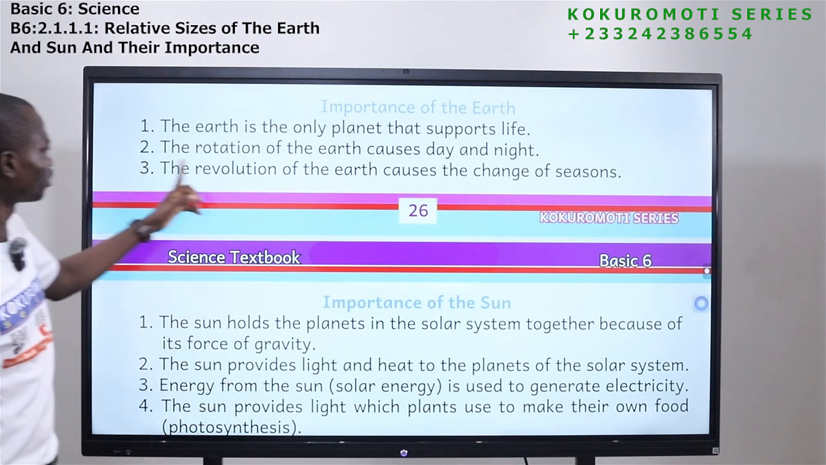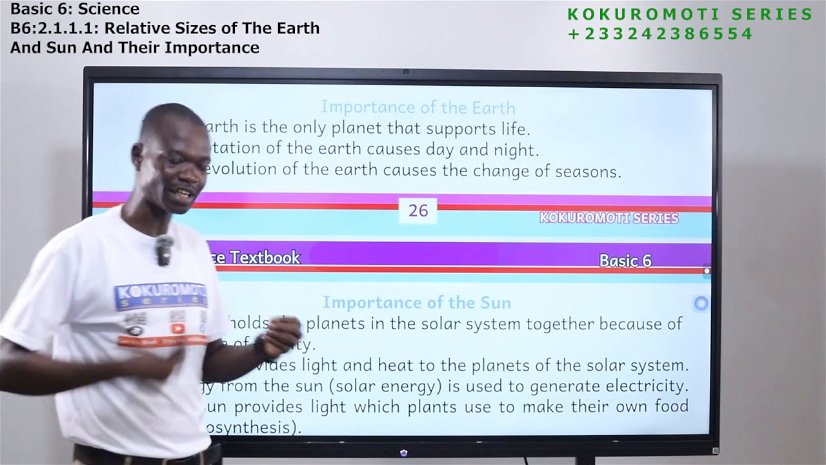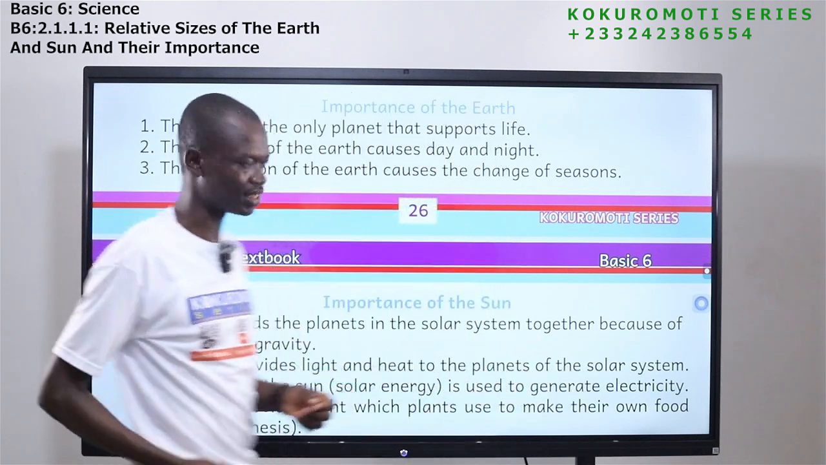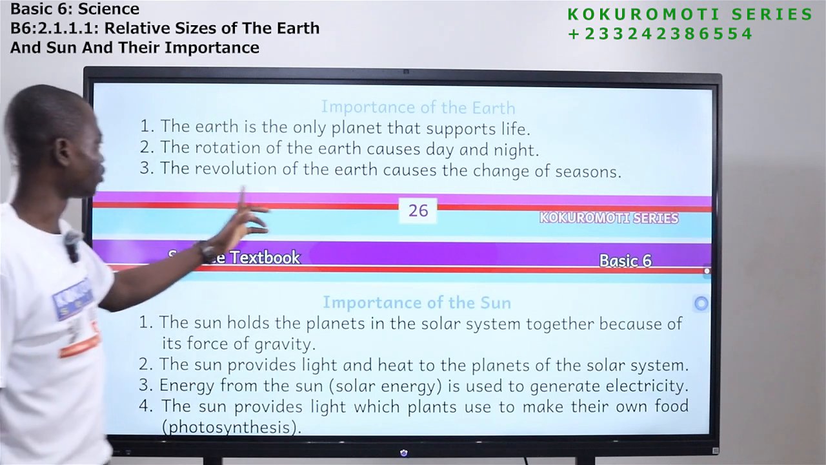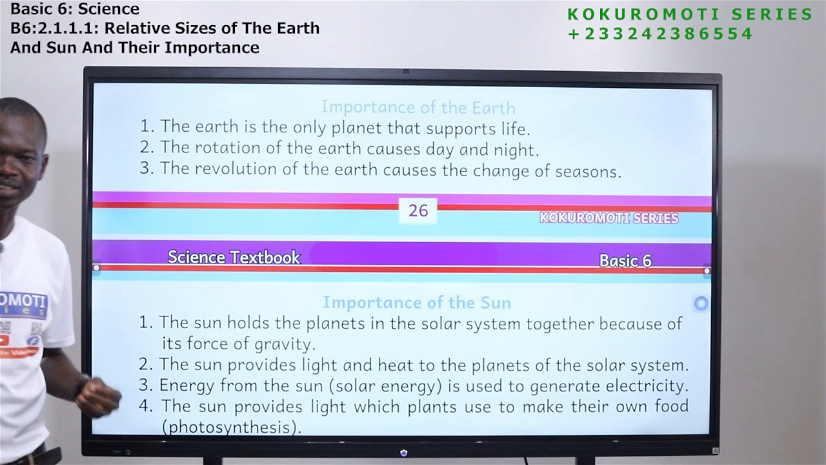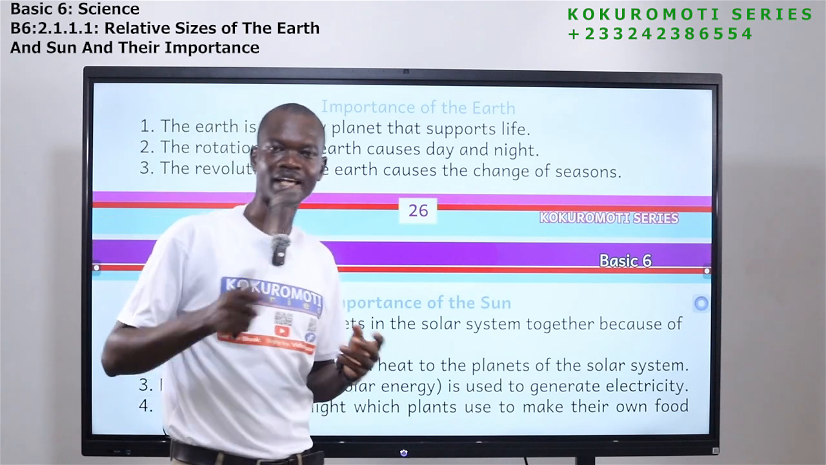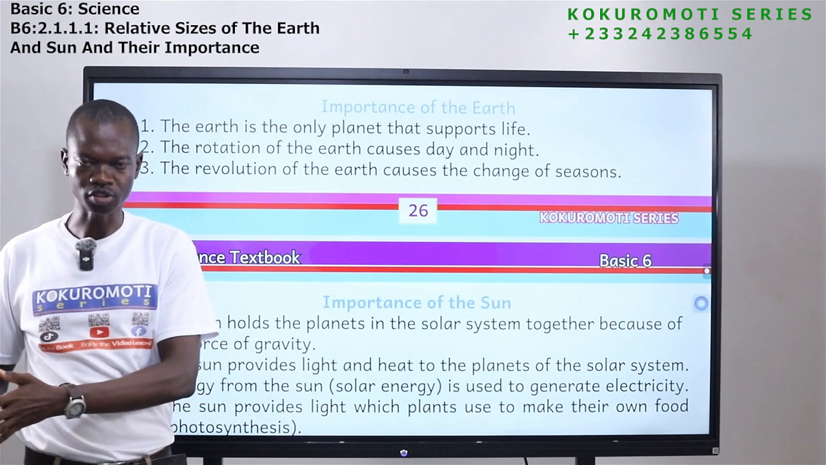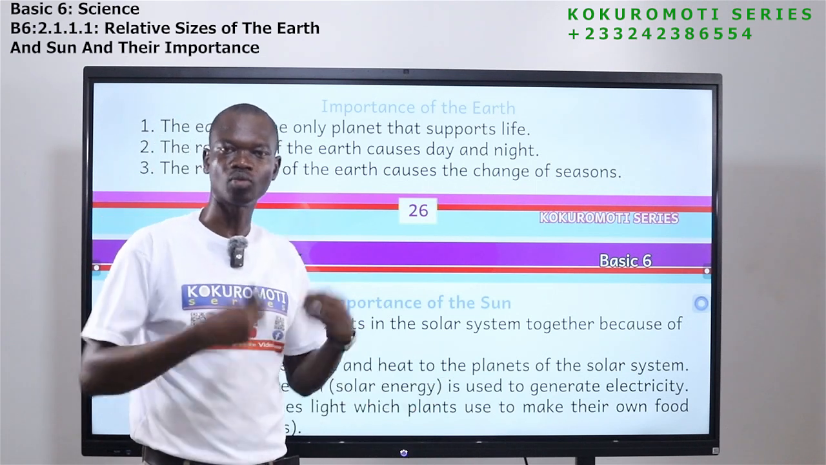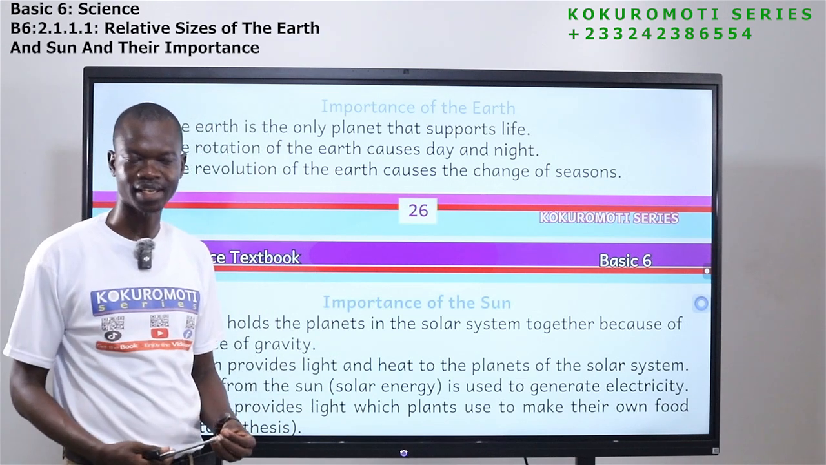The second one is that the rotation of the earth causes day and night. So one importance is that it brings about day and night, because it rotates, it spins. The revolution of the earth causes the changes of season. So another importance is how the earth moves around. The movement of the earth around the sun, which is called the revolution, brings about changes in seasons. So dry season, wet seasons, they happen as a result of the revolution of the earth.